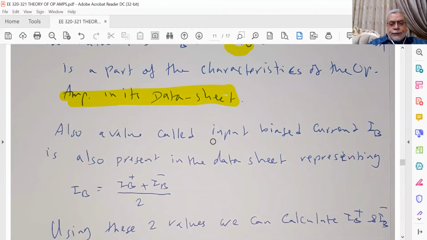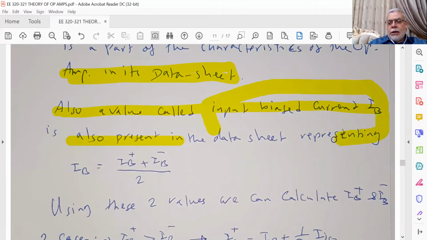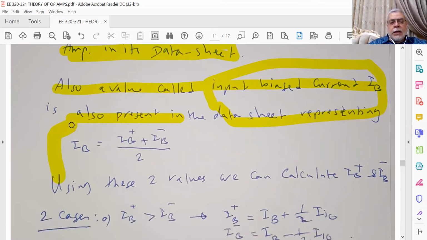So now a second value is also present in the data sheet of the amplifier, which is called the input bias current. Sorry, the input bias current IB is also a part of the data sheet. This input bias current is given by (IB plus plus IB minus) divided by 2.